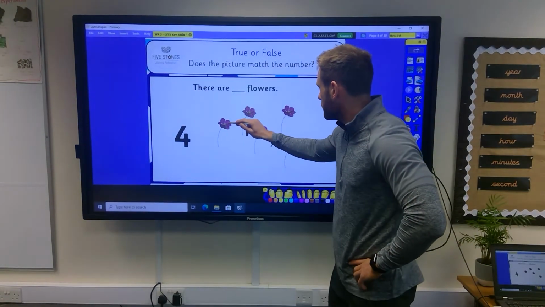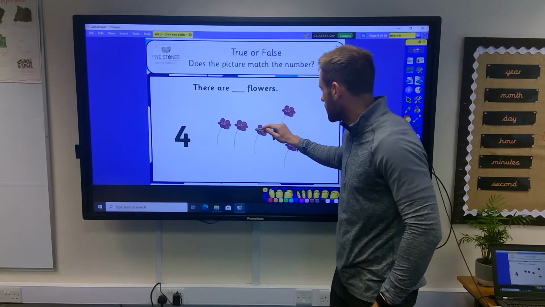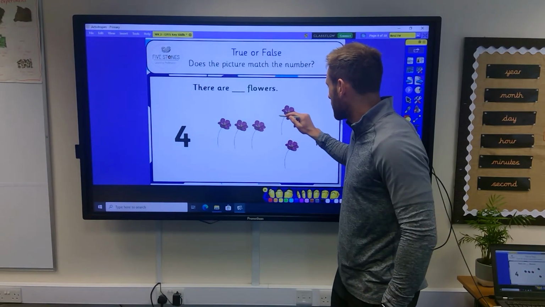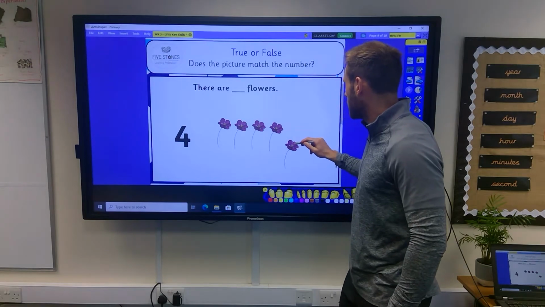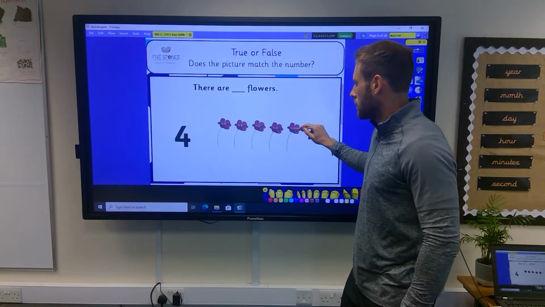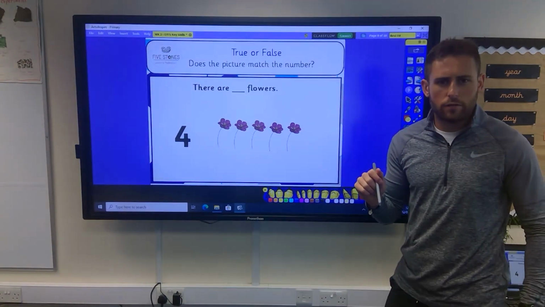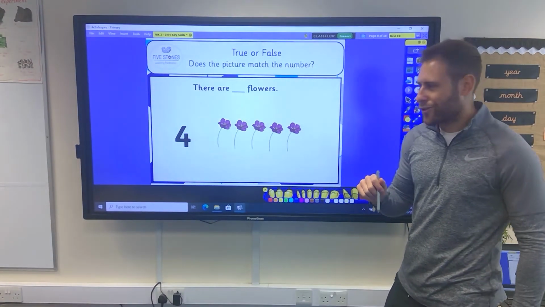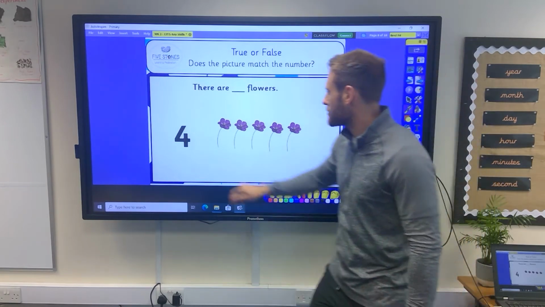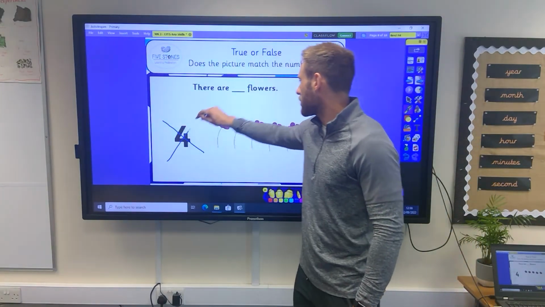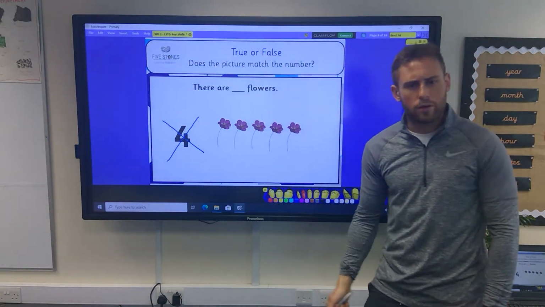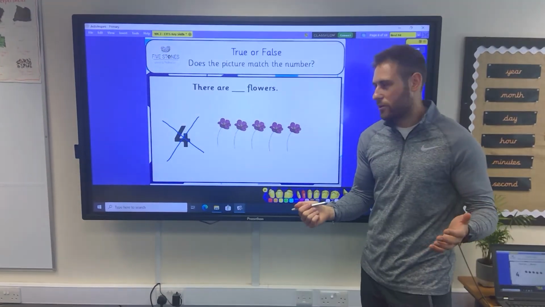Right, we've got 1, 2, 3, 4, 5. So have we got 4 flowers? No, we don't have 4 flowers. So we've got to cross the number 4. We can't say there are 4 flowers because there isn't 4 flowers.